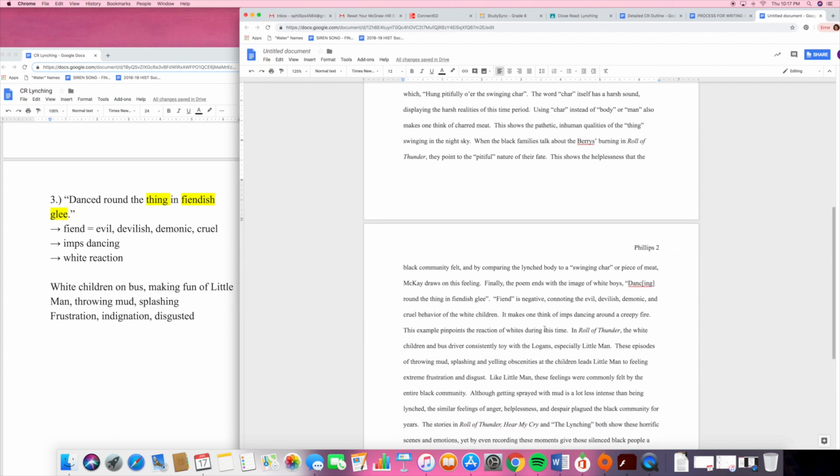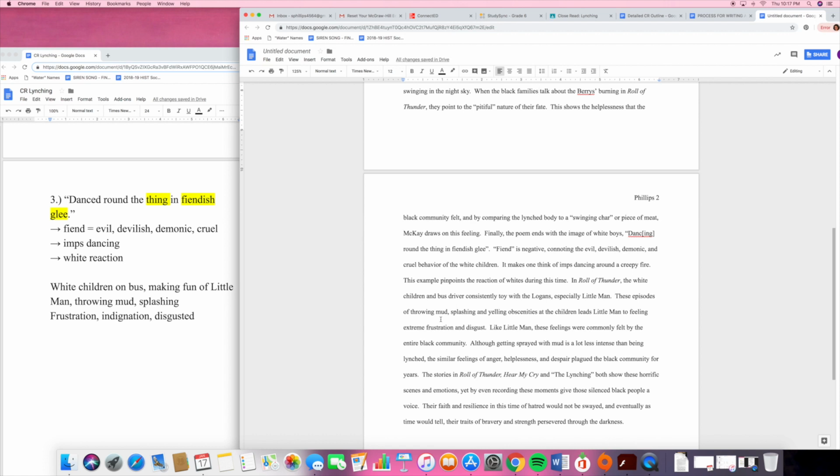Finally, the poem ends with the image of white boys, quote, dancing around the thing in fiendish glee. Fiend is negative, connoting the evil, devilish, demonic, and cruel behavior of the white children. Ah, excellent. It makes one think of imps dancing around a creepy fire. I like it. This example pinpoints the reactions of whites during this time.